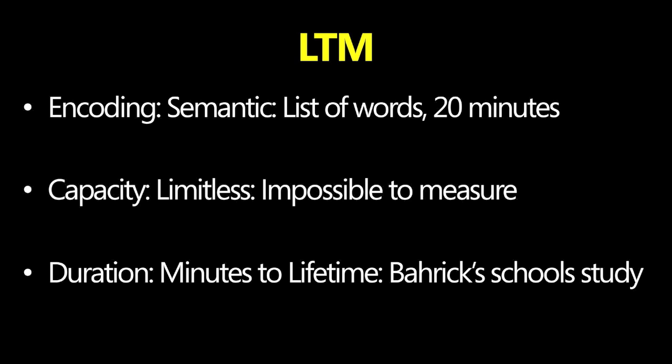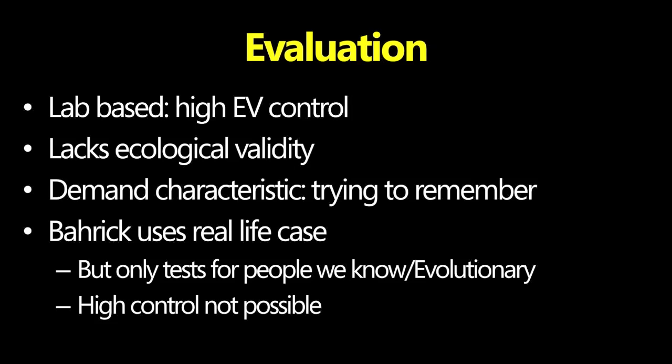Evaluating Bahrick's study: firstly, it's good because we're using a real-life thing rather than a whole load of trivial words, but it's only testing memory for faces of people we know, and it's been suggested that there's a special type of memory for remembering faces, because we're social, and it could be evolutionary survival. Also, high control was not possible. They could have seen ex-classmates, been friends with them, or married them, so frequent rehearsal could have been an issue.